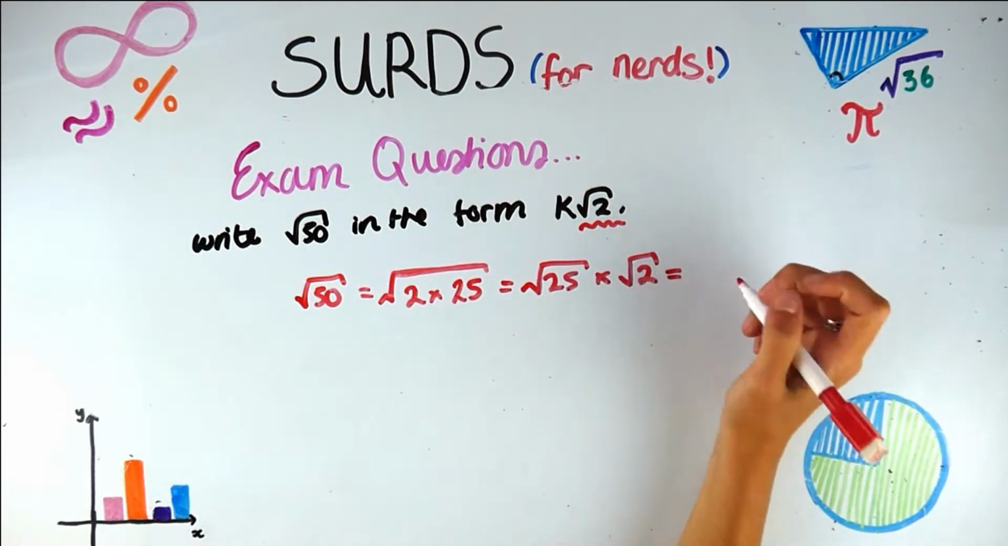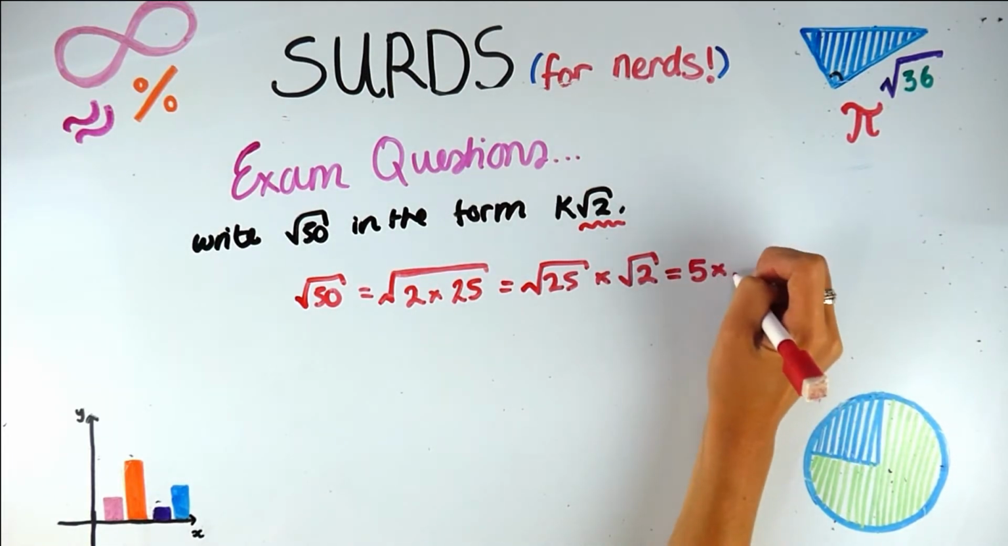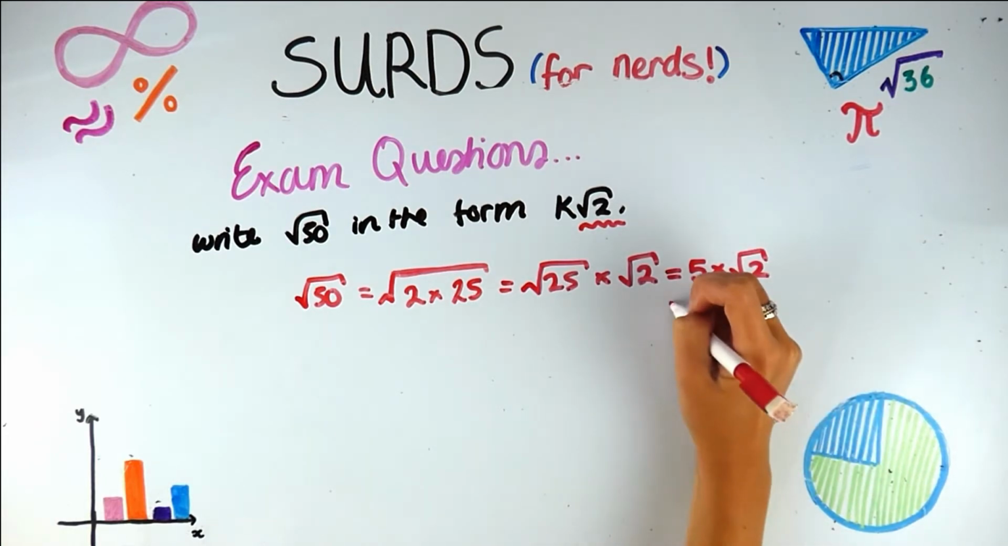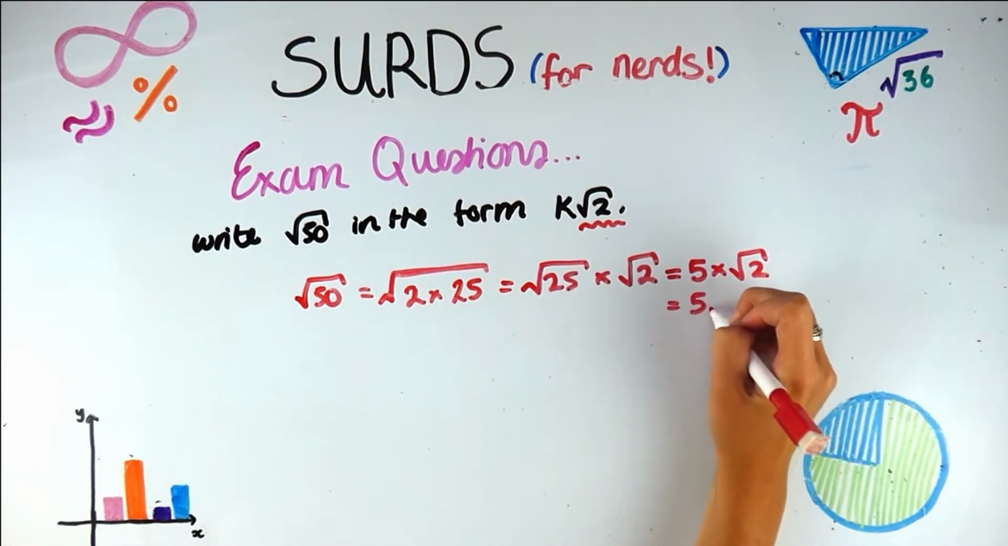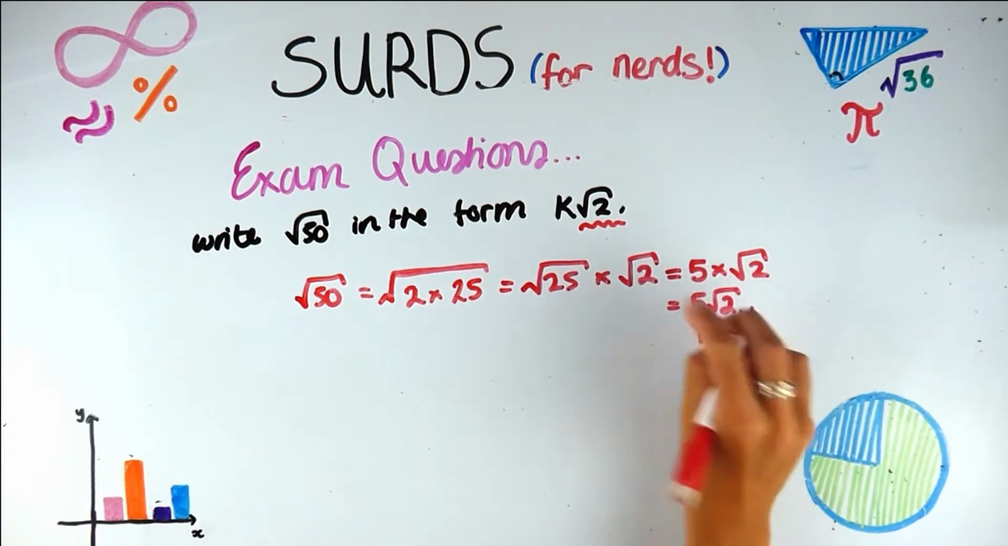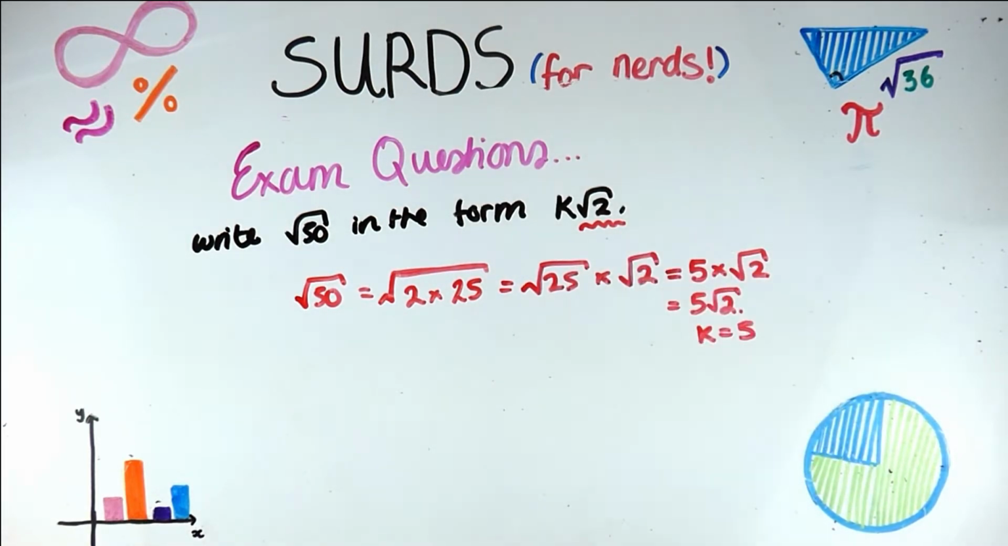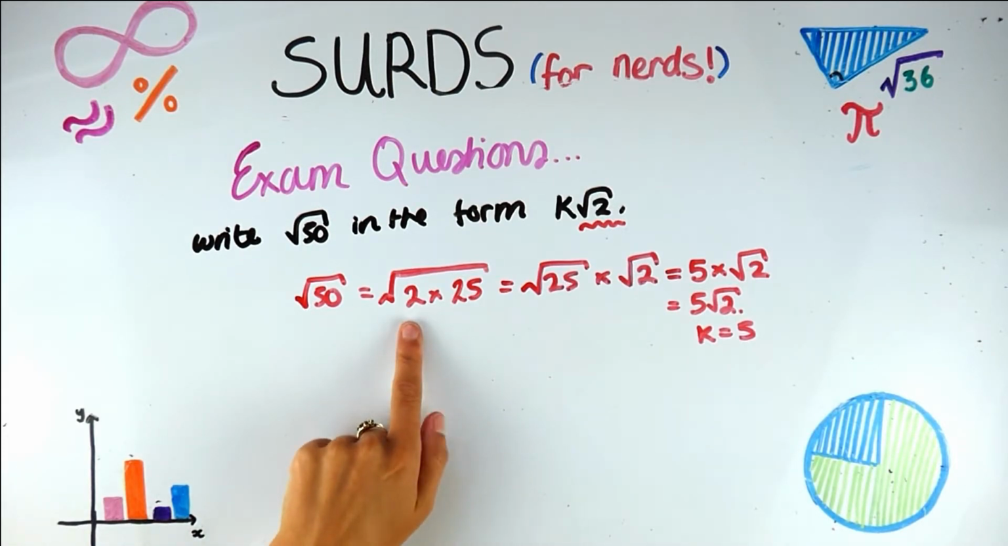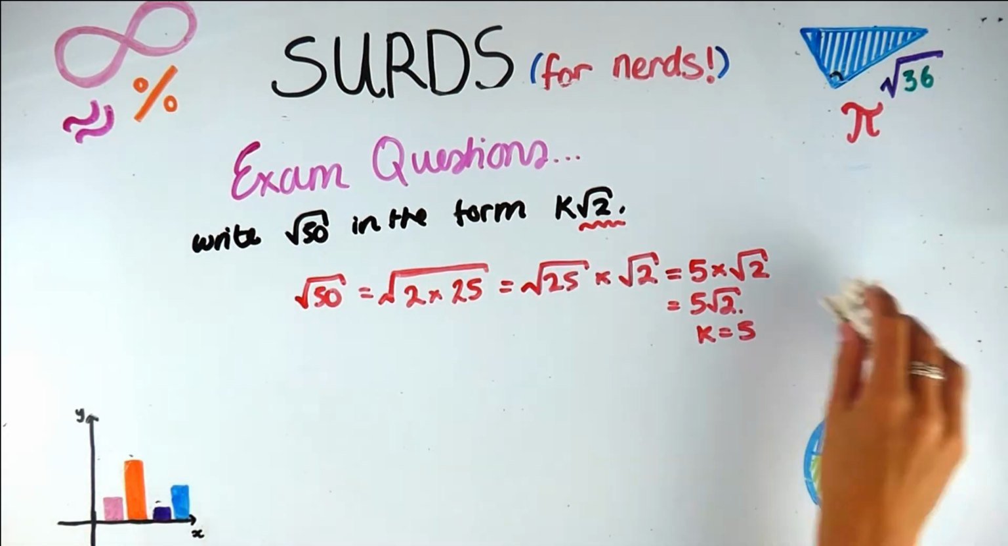And we know that root 25 is just 5, so we have 5 times root 2, and we can just get rid of that multiplication sign here. So that means k is 5. So we know we've done it right because we've got something in that form, and I knew to pull a 2 out from the question.